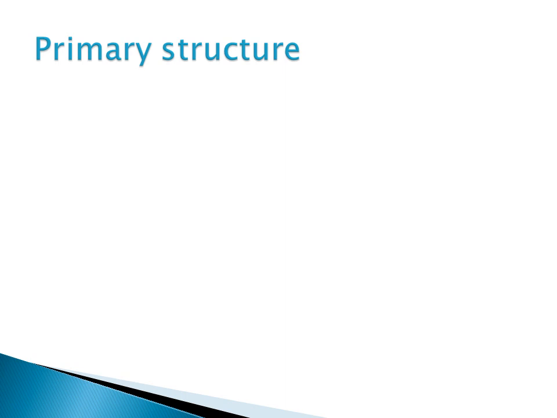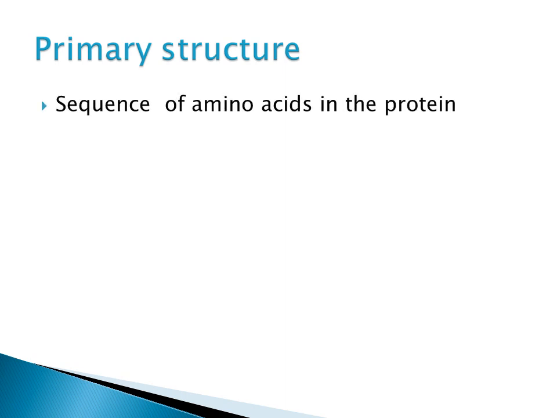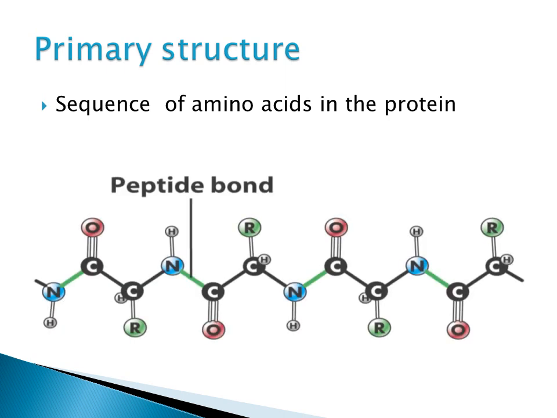Primary structure. The primary structure of protein is just the sequence of amino acids. So in the primary structure, the only bond found is the peptide bond. So the sequence of amino acids in the protein is the primary structure of protein.